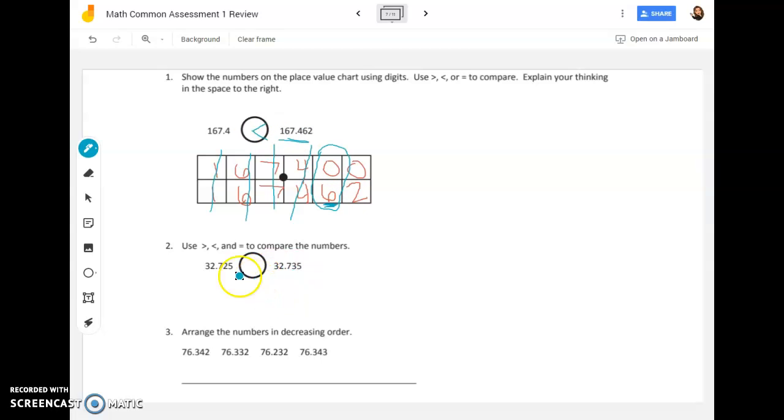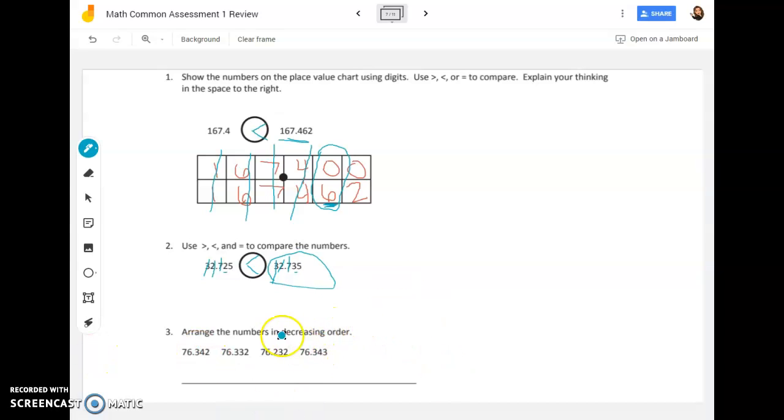Same thing right here. We would line it up going place by place. I have a 3 and a 3, a 2 and a 2. We're going to keep going until we find a number that's different. A 7 and a 7. Oop, a 2 and a 3. What's bigger? 3 is. Remember, our alligator always wants to eat the larger number. So 32 and 735 thousandths is our biggest decimal.